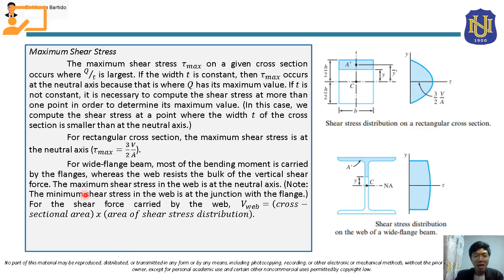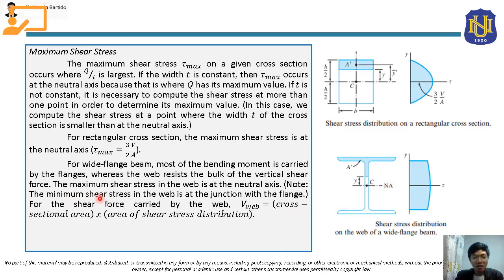Okay, okay. So, the maximum shear stress in the web is at the neutral axis. So, class, if we have an I-section, and let's say the width or thickness of our web, class, is constant, okay, then our maximum shear stress here, class, is at the neutral axis. Okay, it is also at the neutral axis, class.